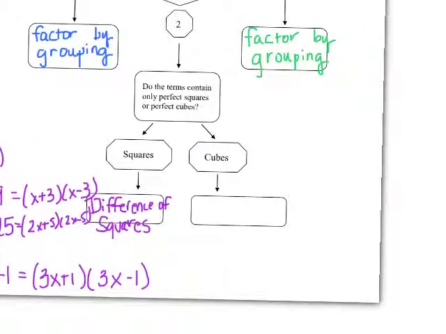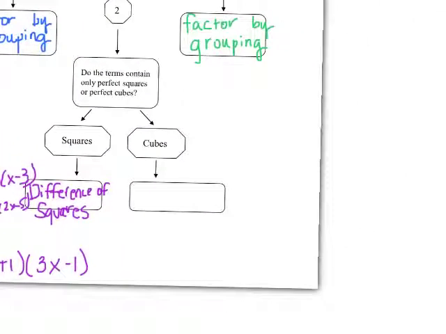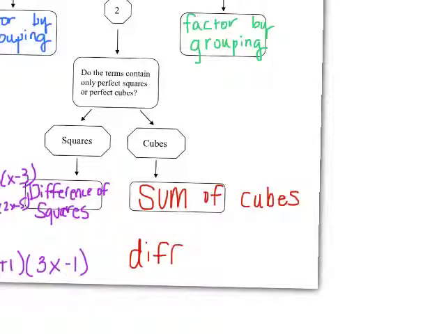Now the cubes, this is probably newer for us. And something that is also going to be new for you is that there is a sum of cubes and there is a difference of cubes. Now if you notice on the squares one, there's only a difference of squares. There's not a sum of squares. For the cubes, there is both that's allowed.